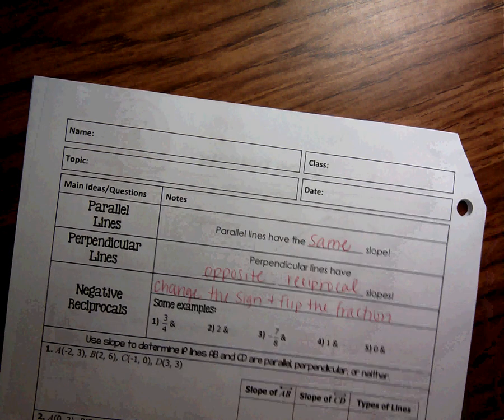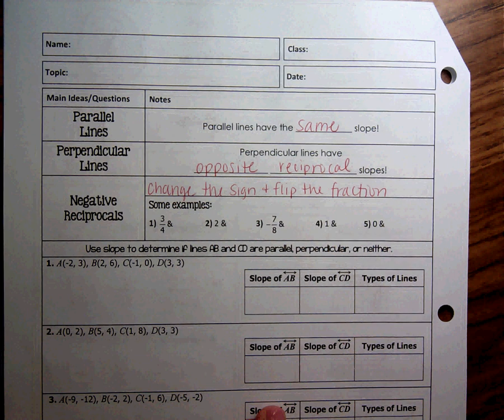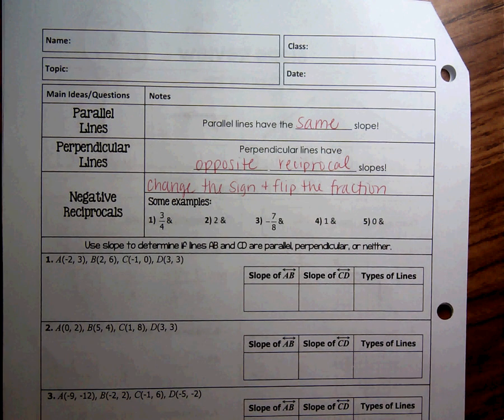All right, flip it over. We're going to look at parallel lines and perpendicular lines. So parallel lines have the same slope. So whether it's a fraction or positive or negative or a whole number or 0 or undefined, it does not matter. As long as their slope is the same, those two lines are parallel.